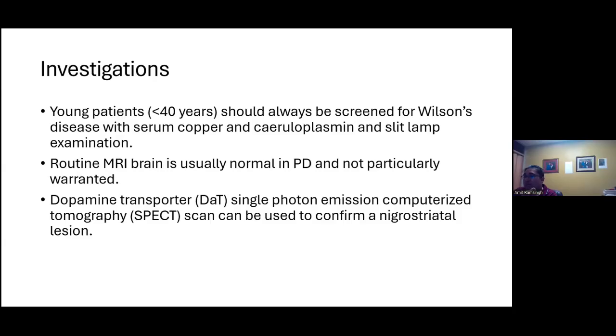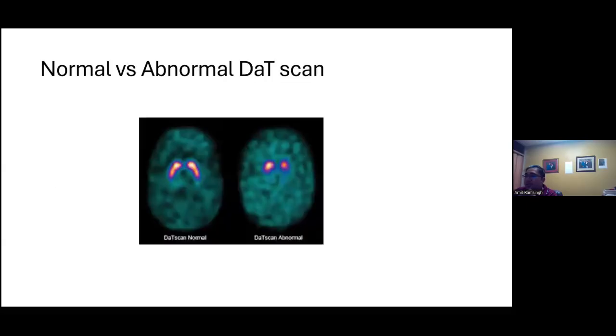However, there is the dopamine transporter single photon emission computerized CT, or the DAT SPECT scan, that could be used to confirm a nigrostriatal lesion. So this is an example of one. On the left, it is normal for the lentiform nucleus, the basal ganglia, to have this comma-shaped appearance, right? So that is normal. But in a case where you have nigrostriatal fiber degeneration, it appears as more of a two dot shape, right?